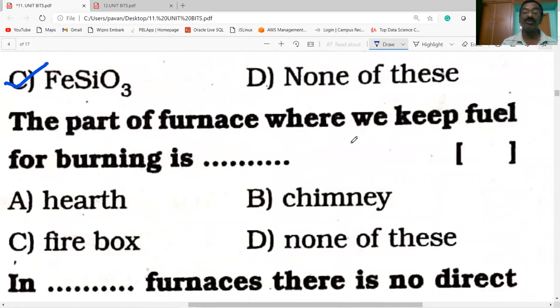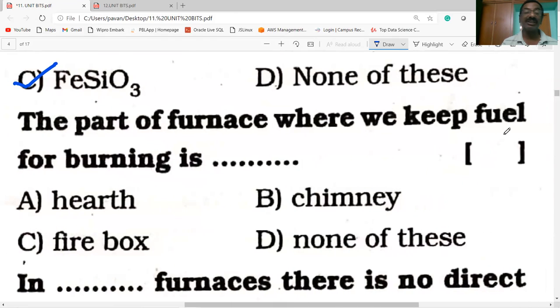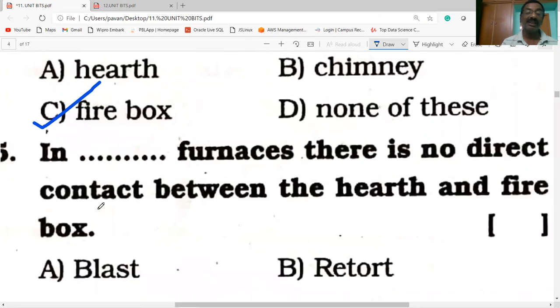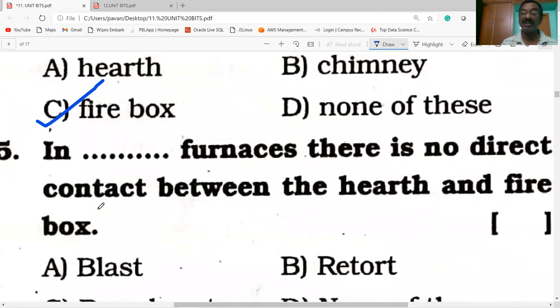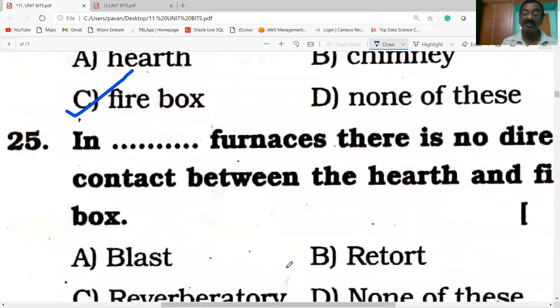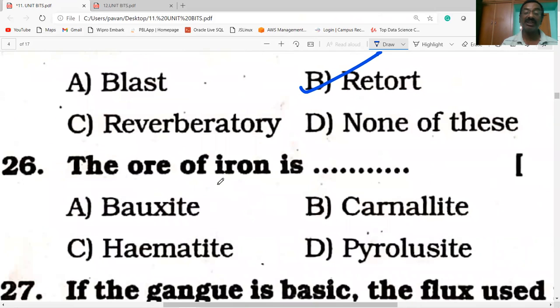Part of furnace where we keep fuel for burning is called fire box. Ekkada unchutamo, fire box lo unchutamo. In gas furnace there is no direct contact between the hearth and the fire box. In retort furnace there is no direct contact between hearth and the fire box. The ore of iron, iron yokka ore ma.